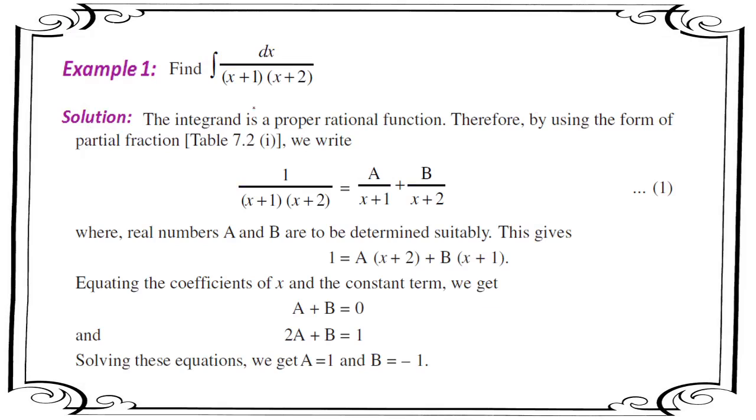Let's try some examples. We have to integrate this type of function. Here the given integrand is a proper rational function. So it can be split and written in these simple fractions, a upon x plus 1 plus b upon x plus 2. Now we have to find the values of a and b. We can take LCM here and we can solve it. So a is equal to 1 and b is equal to minus 1.